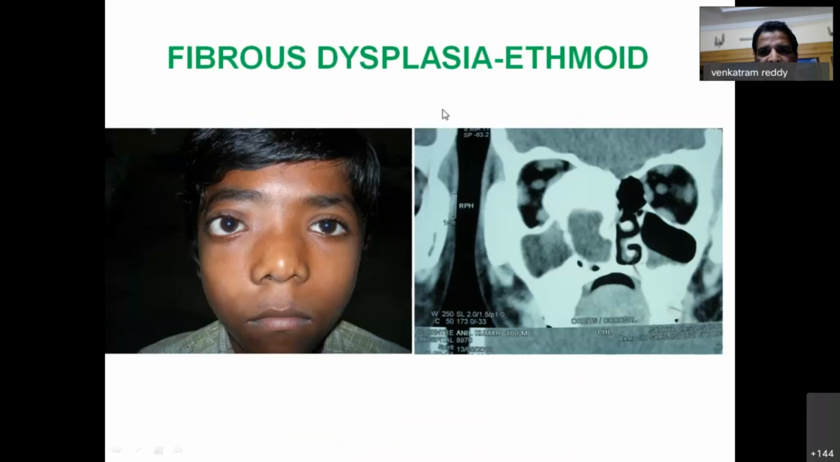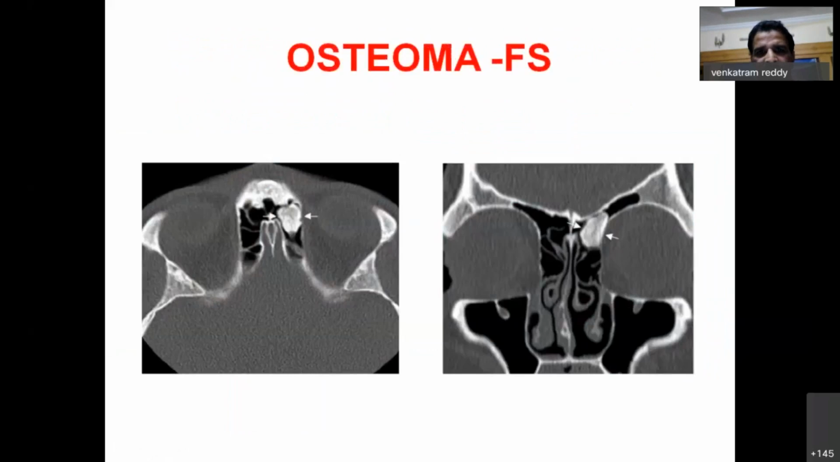Again, this is a fibrous dysplasia of the ethmoid. You can see a boy with hypertelorism going into the orbit. The CT scan is the investigation of choice. MR has a very limited role in these kinds of lesions. Then osteoma of the frontal sinus: CT scan is the investigation of choice. You can see an osteoma of the frontal sinus.